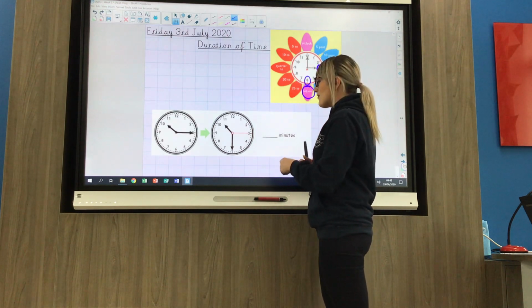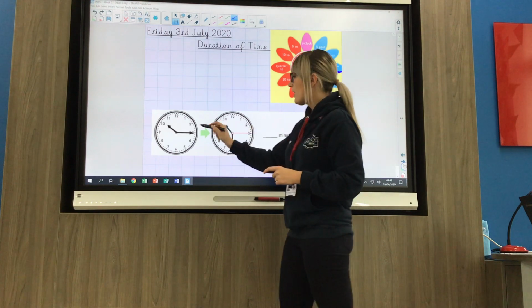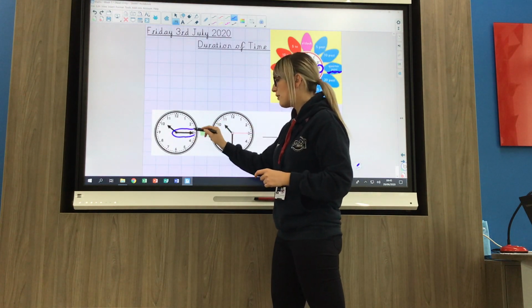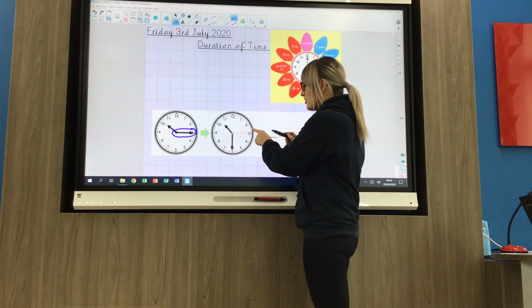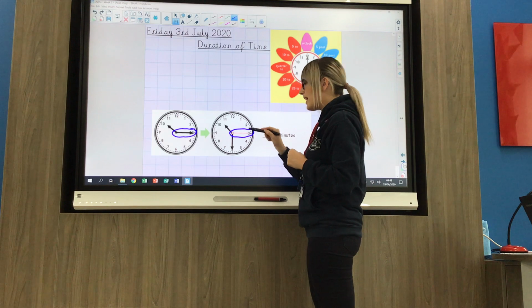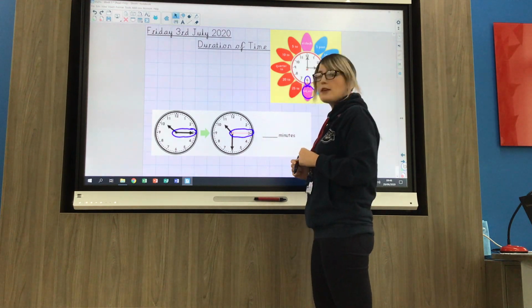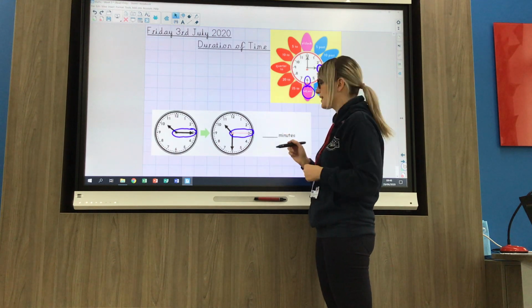Now, I've given you something to help you. The minute hand was at the 3. It's now moved to the 6. But what I've done in a lighter colour is I've drawn that arrow in for you. And that's going to be your starting point today to work out how much time has passed.